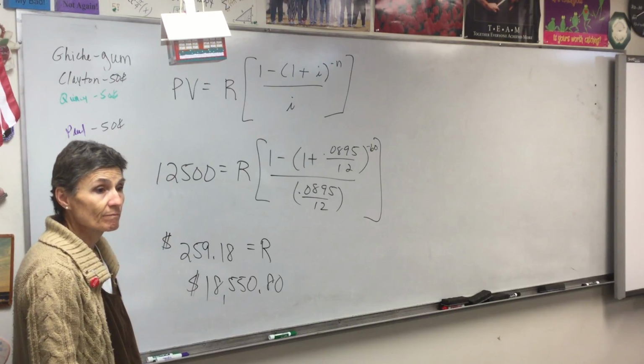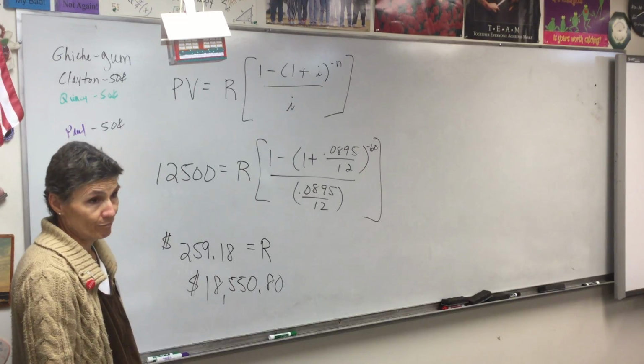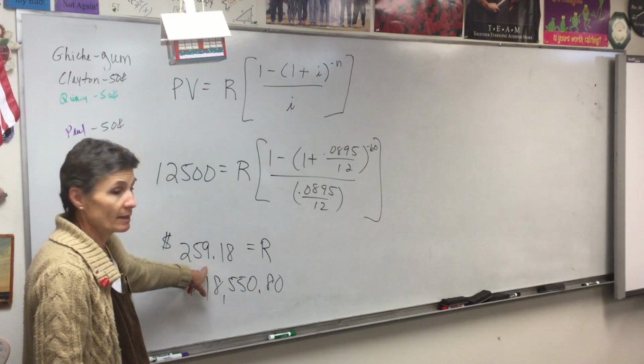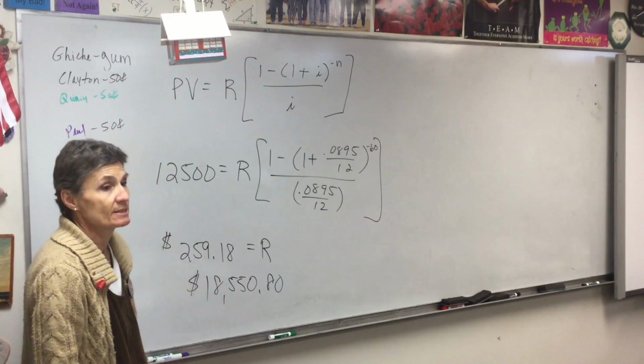I just left it in my calculator. Would you accept? No, because you're going to make a payment every month, and so you have to have a payment amount, and then that times 60 is what you want.